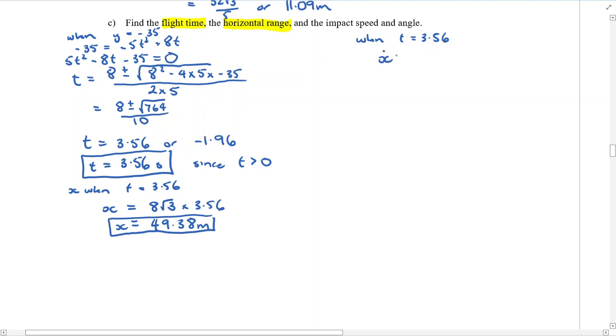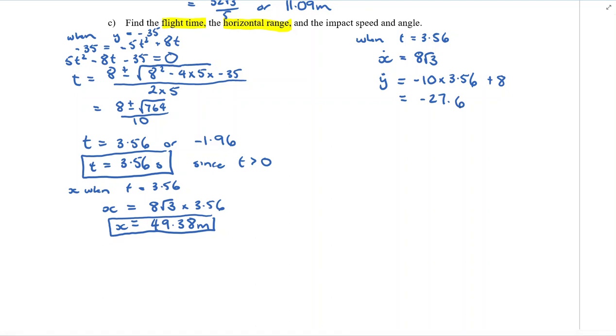The velocity of x, looking back at those equations, is always 8 root 3. It does not matter what time is, velocity is constant in the x direction. For y, however, it's a bit weird that these equations are on the other page for you, but if you look back, it was negative 10t plus 8. That was the equation that we had. So let's sub t into that. Negative 10 times 3.56 plus 8. And that makes negative 27.6. Negative because it's going down, it's hitting the ground.